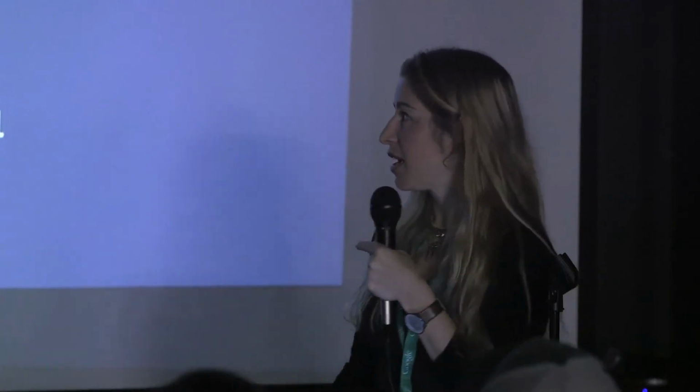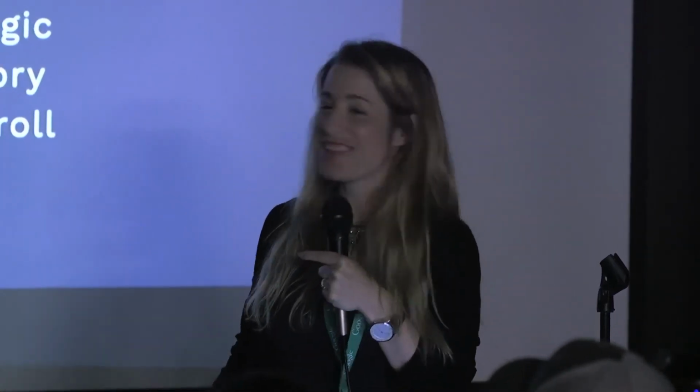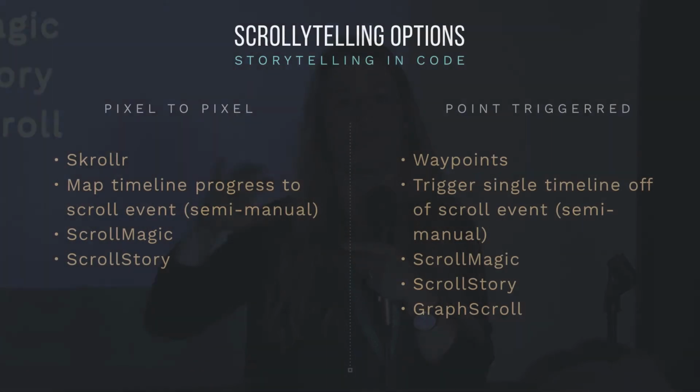So Scroller is really great for pixel to pixel movement. You can map the timeline progress that we just talked about to a scroll event. That's semi-manual. You can use ScrollMagic, which wants to be used with either GreenSock or Velocity.js. Or you can use Scroll Story, which was made by the New York Times, that shows a lot of the stuff that we were just looking at. They coordinate a lot of things with that. It uses jQuery as a dependency, just a heads up.